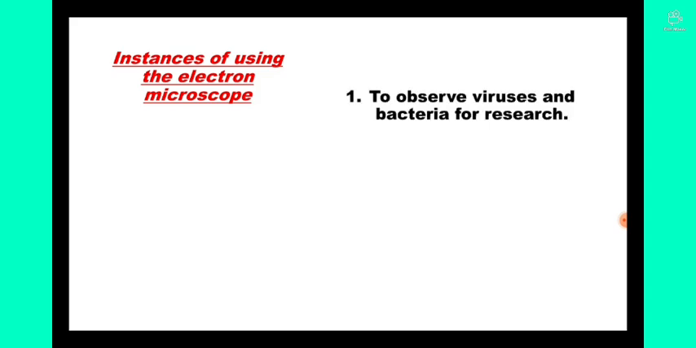Instances of using the electron microscope to observe viruses and bacteria for research. You know, we can see bacteria with the compound microscope too, but we can't see viruses. In the electron microscope, we use bacteria to study more. That means it shows more. We can see bacteria very closely. That's why the research is working hard.